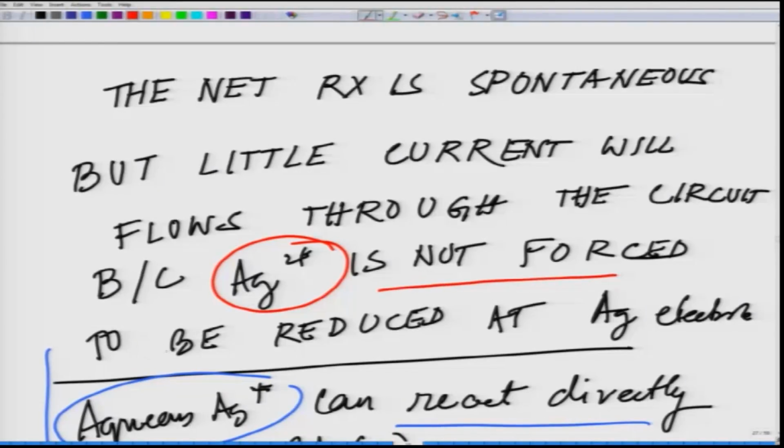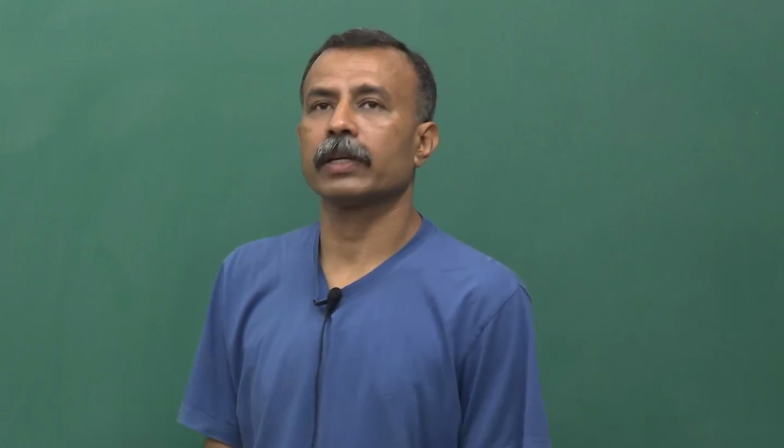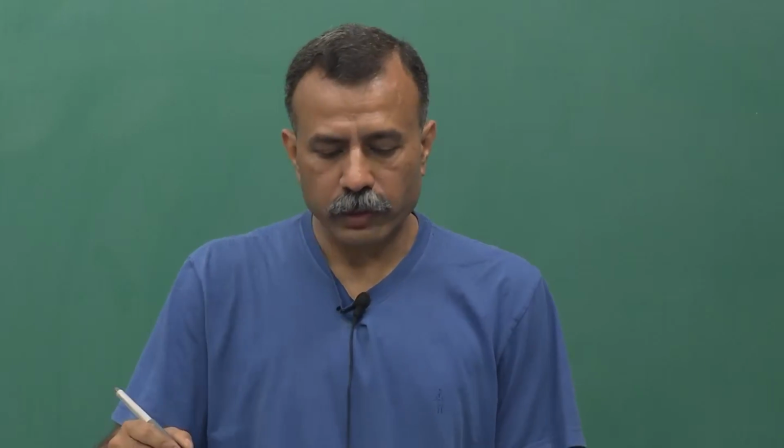Ag+ is not forced to be reduced at the Ag electrode, whereas aqueous Ag+ can react directly at the cadmium solid surface, giving the same net reaction with no flow of electrons through the external circuit. So, this was a very tricky situation. There will not be any effective work. That is the point where we talked about introducing the salt bridge.